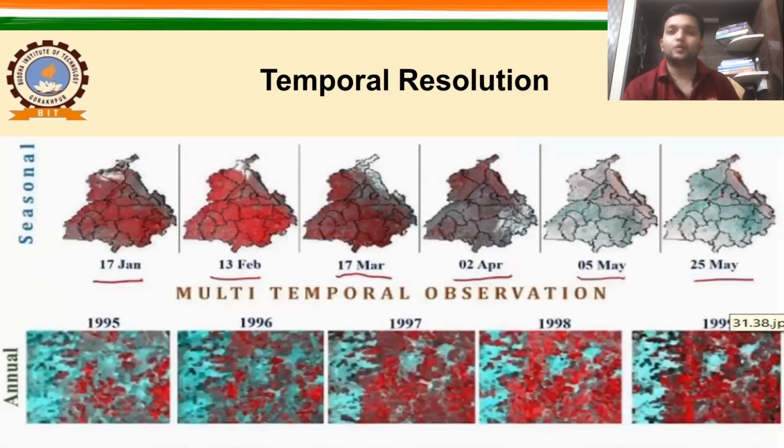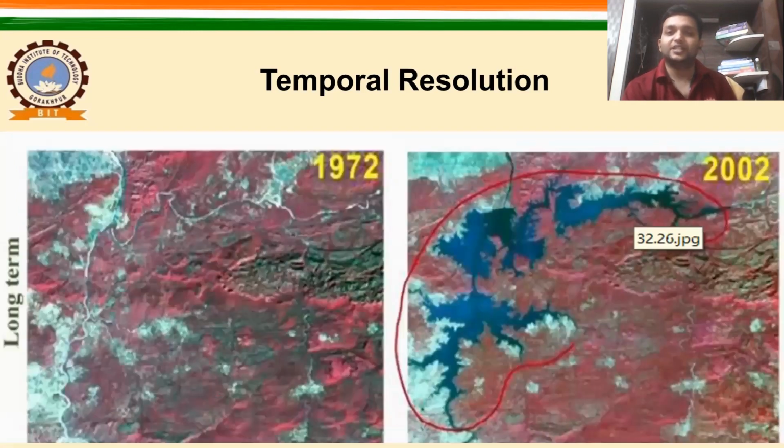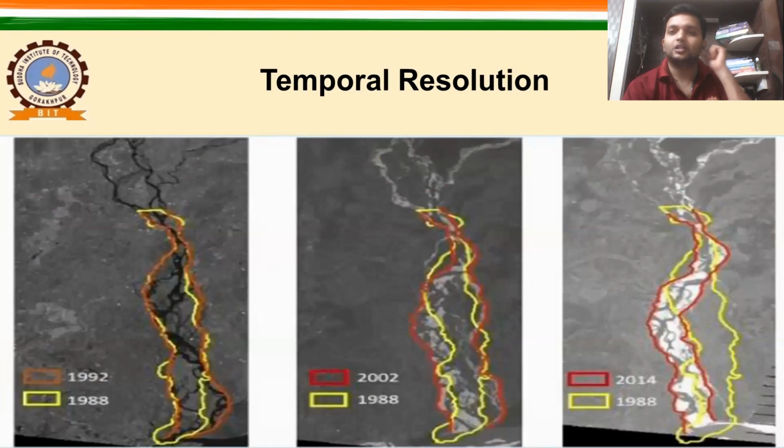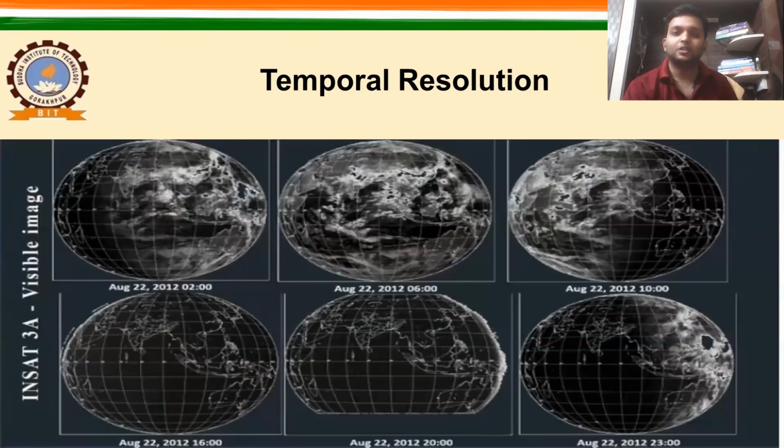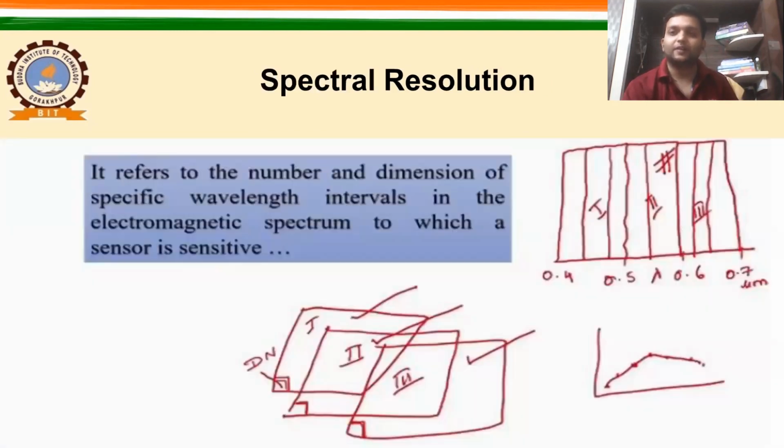Then we have seen the temporal resolution with different examples, such as vegetation and how morphological changes take place over the long term. Actually, this was the temporal resolution example about the river. Then about weather forecasting.